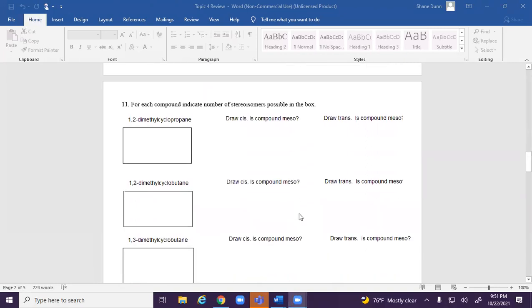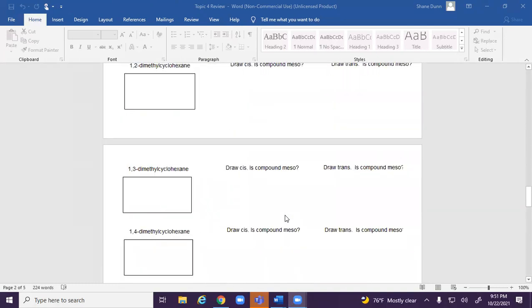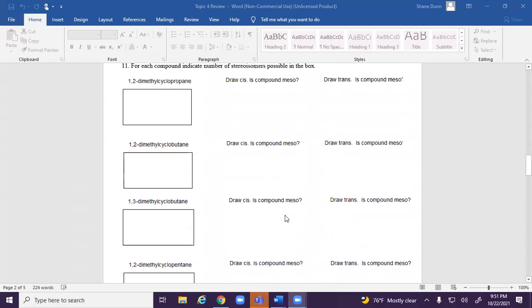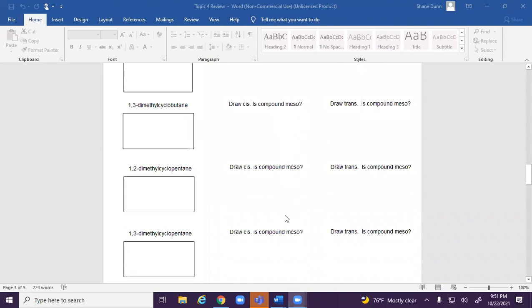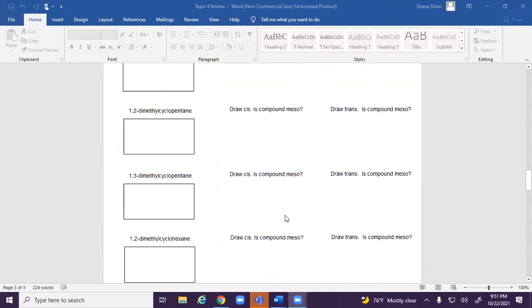Oh no, we have to draw the compound. I don't like drawing the compound. I mean, the fact that it goes all the way down to like a bazillion of them. I'll do the first three. Thank you. So you want to do all that? No? Okay, up to the first three.